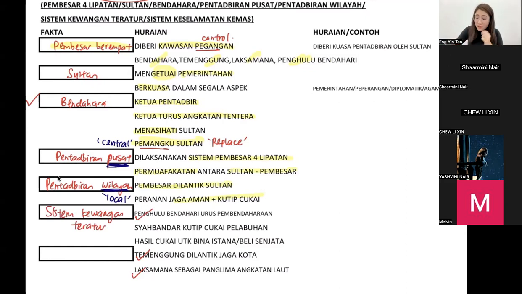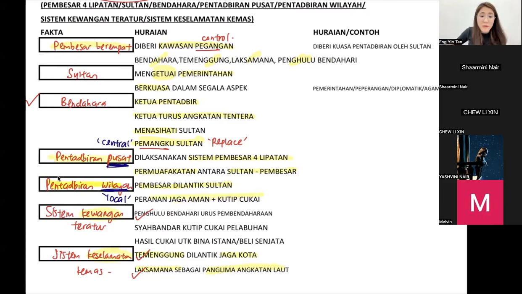Temenggung and Laksamana, you see, Temenggung is the one that jaga the kota. Laksamana is the one that protect the navies, is the one that protect the laut area, the safety at there. So guys, what do you think? Their job is to manage what? Their job is to manage the safety of the kingdom. Safety. So one is the finance, safety.